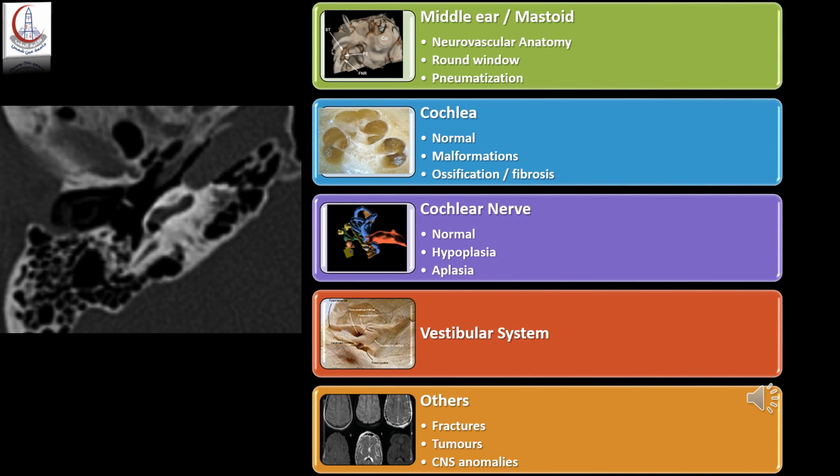In reading the images, we have to think in a surgical way. So we recall the surgical steps and look at the radiological pictures, both the CT and the MRI, in this order. We start with the mastoid, the middle ear, then the cochlea, and then the cochlear nerve, and any other anomalies we can look for in the imaging.